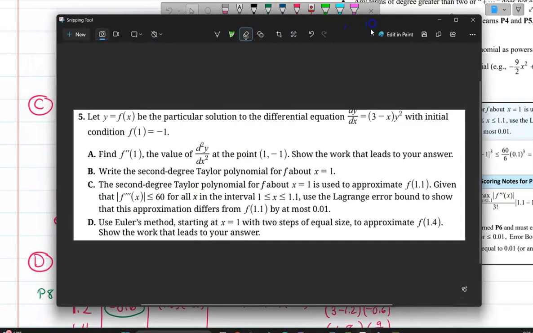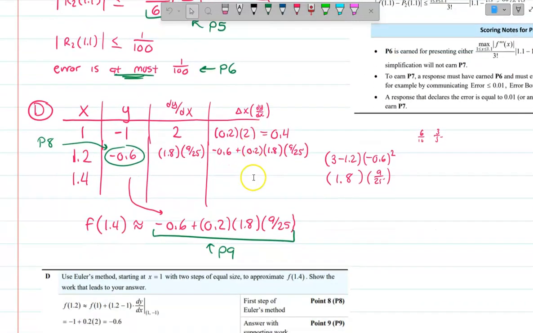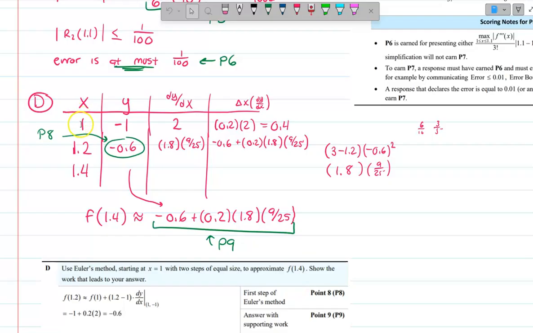Okay, final part is part D, and this is a topic from Unit 7. This is one of our asynchronous lessons, at least if you're watching this in 2026. The Euler's method process is used to approximate 1.4. Now, Euler's method, I personally like to set it up as a table here. So we started with the point 1, negative 1. You evaluate dy/dx at 1, negative 1, so we get 2 as our answer.